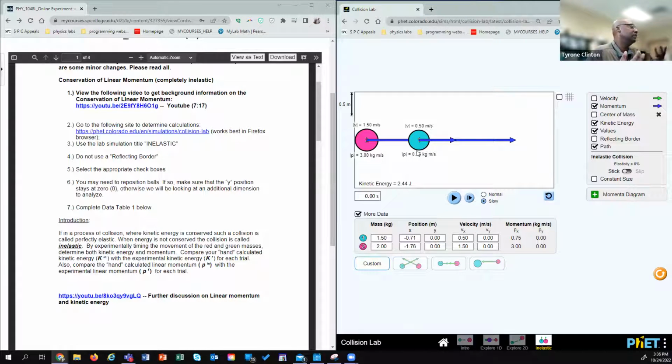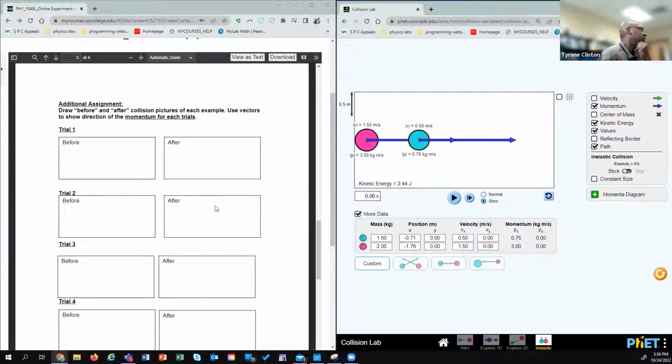And if they do collide, then it'll be sort of a glancing blow, and that's not really what we want. We want to stay in a one-dimensional sense for this experiment. Okay.